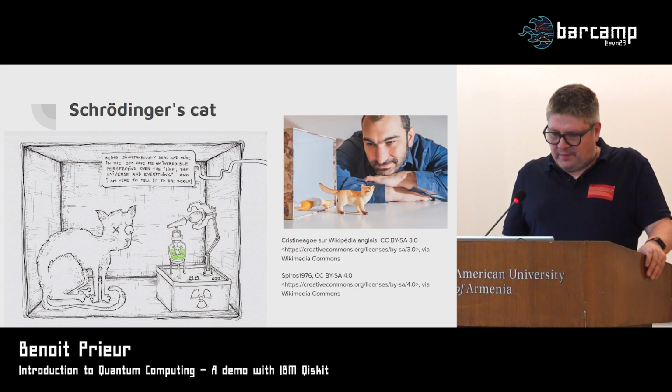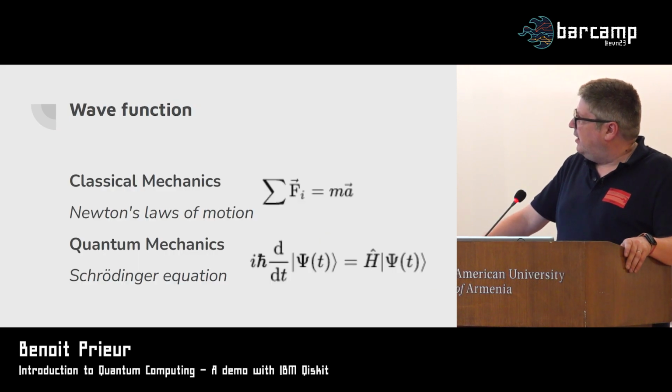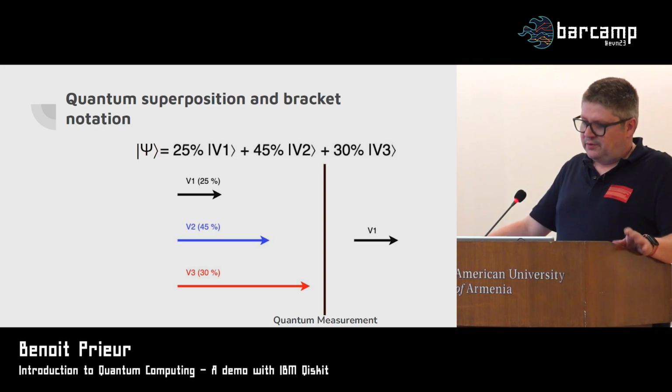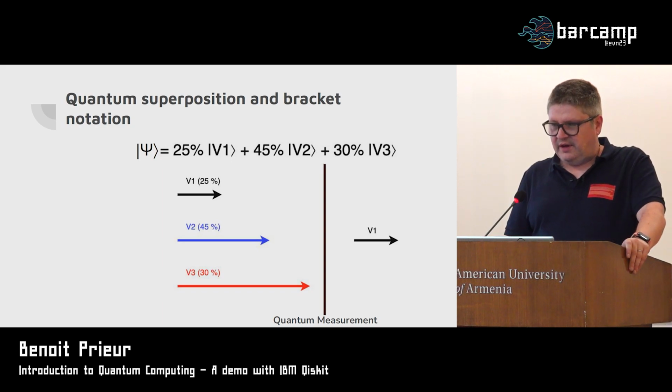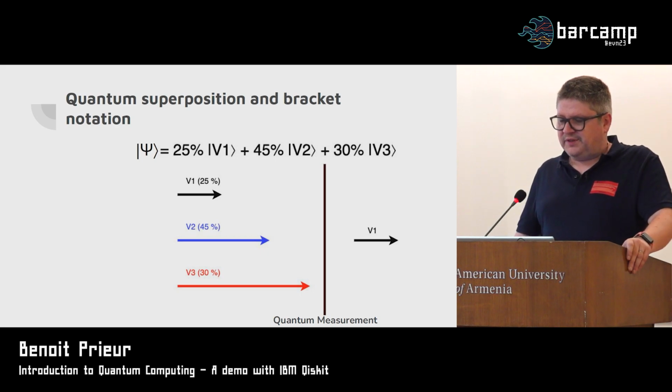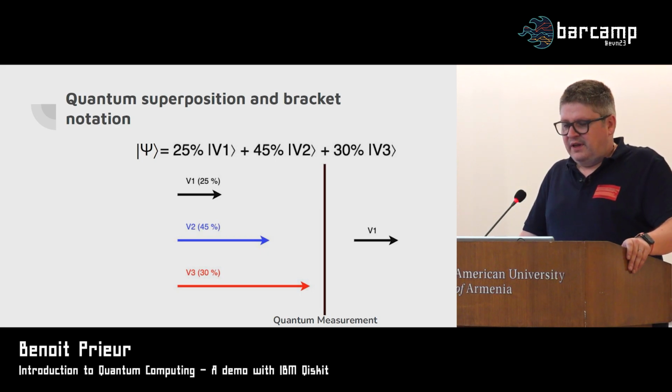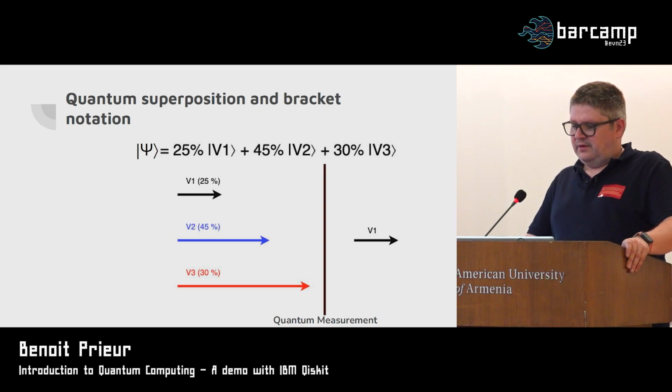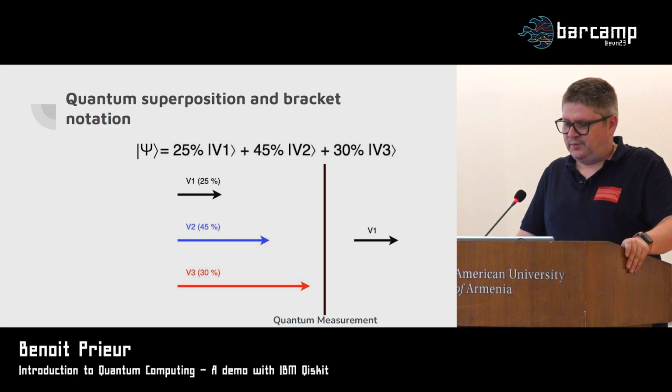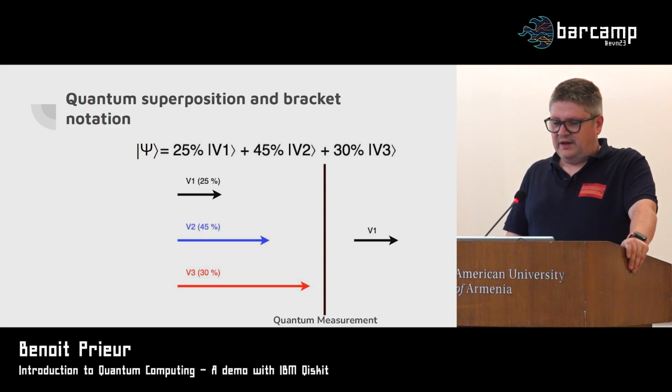To be more specific, I made this hypothetical example. We have a particle, and we are interested in its speed. In my example, the quantum state in terms of speed is 25% probability of a first speed, speed 1, plus 45% speed 2, and 30% speed 3.